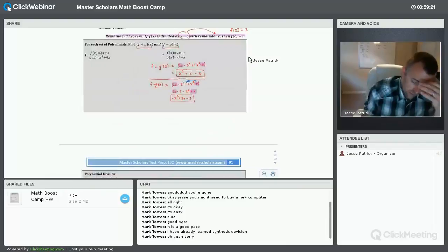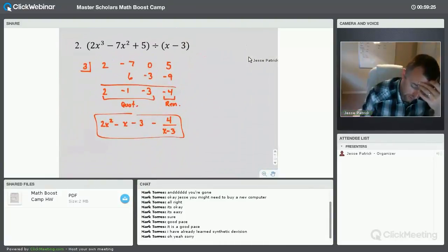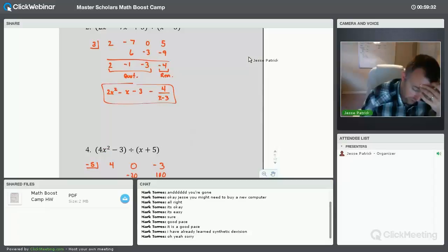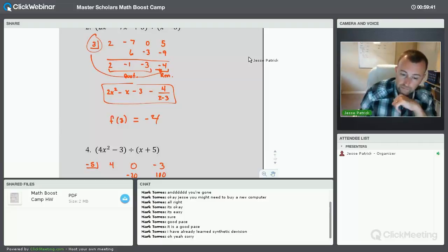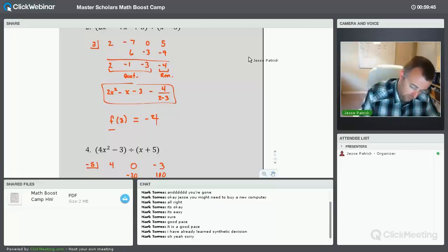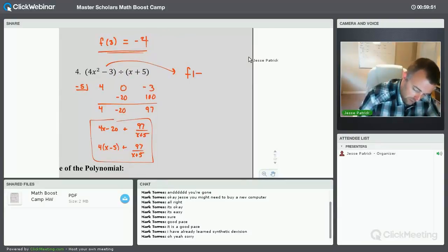So like if I went through these problems that we just did, like number 2, and I say this was f of x, and I wanted you to find f of 3. You should just know it's negative 4, because when we had divided, that was our remainder. That's all you need to know for the remainder theorem. f of 3 would be negative 4. If I came down here, and I want to say this is my function, I wanted to find f of negative 5.